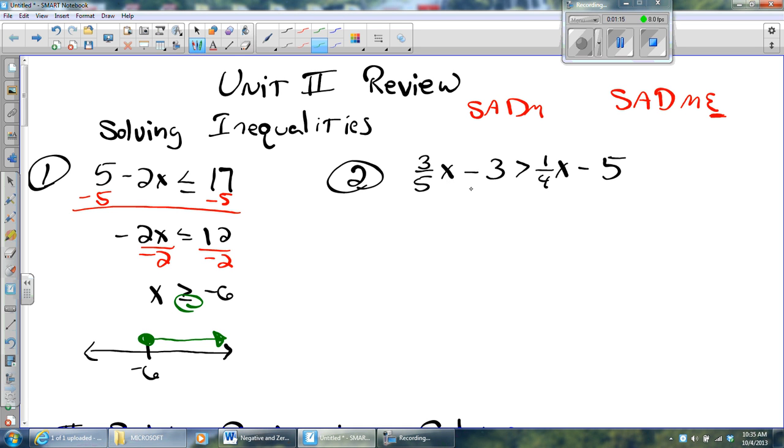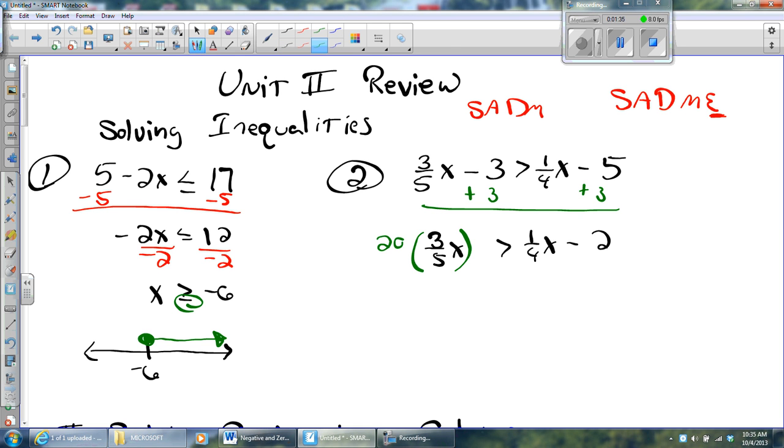All right, number 2. First thing I'm going to do is get rid of this 3, make the problem a little less complicated. And so I shall have 3/5 x greater than 1/4 x minus 2. Now I'm going to multiply to get rid of my fractions. It looks like I should be able to multiply by 20. That's the number that will get rid of both fractions. I'll do 20 over 1.